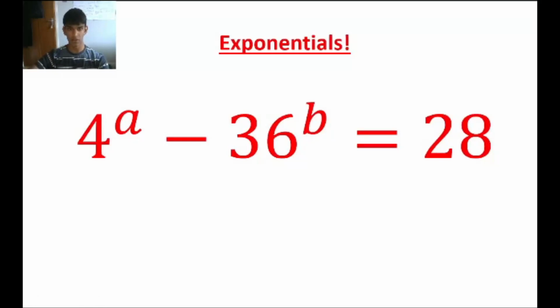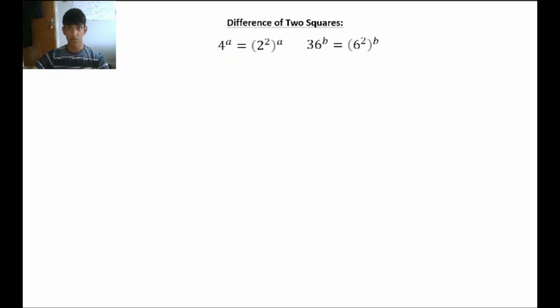Today we're going to be taking a look at this exponential equation with two unknowns, and we have to find some values for each of them. So where do we begin, you may ask? We're going to start by using a difference of two squares law.